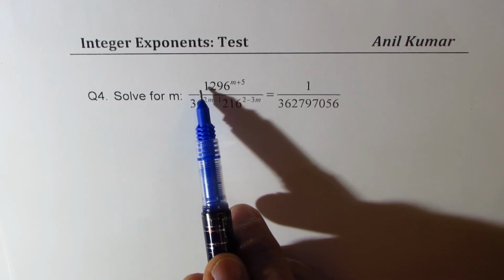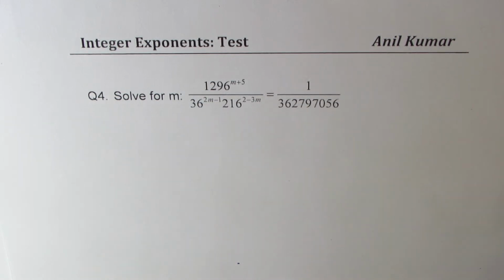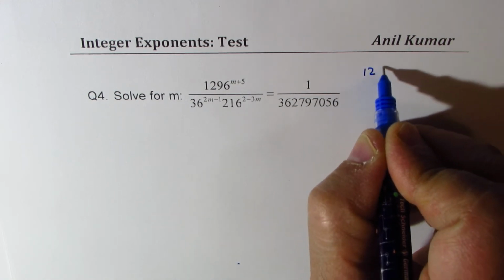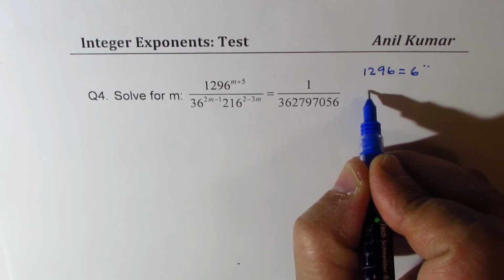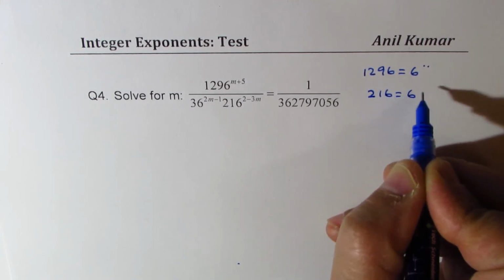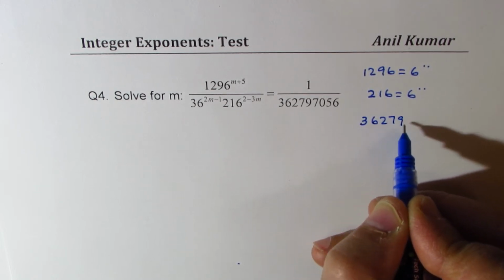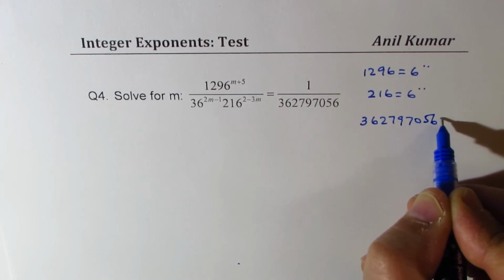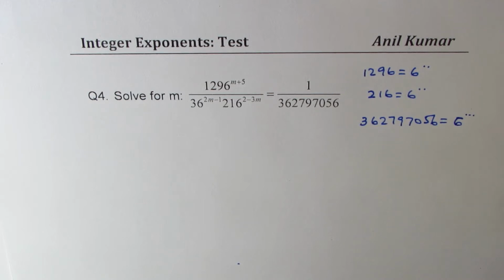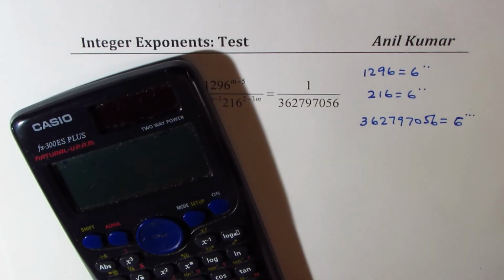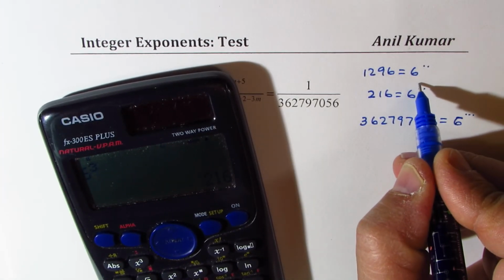So let's figure out if I could write all other numbers as powers of 6, right? So that's the whole idea. So can I write 1296 as 6 to the power of something? Can I write 216 as 6 to the power of something? And can I write this number 362797056 equals to 6 to the power of something? So that is what we need to figure out. So let's try. So let's try what is 6 cube. 6 cube is 216. So this is 3.